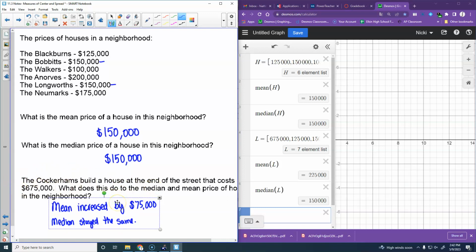the median is a better measure here because really it's a neighborhood of $100,000 to $200,000 houses with one big giant house at the end that doesn't really fit in, right? Is what we've got going on here. So median would be a better measure for this because we've got this big outlier, right? That one big house that's a lot bigger than the rest of them.